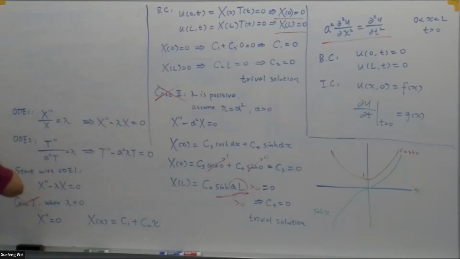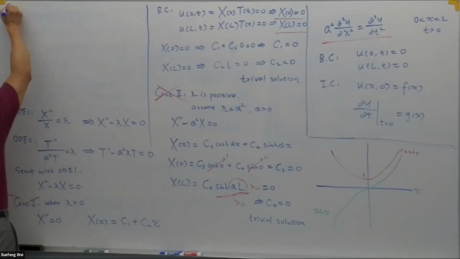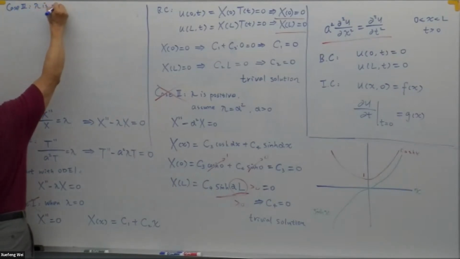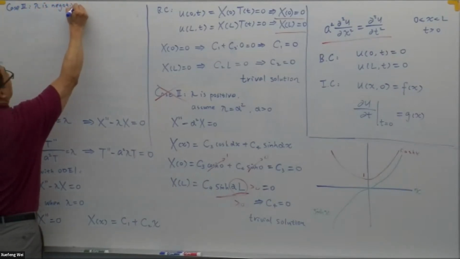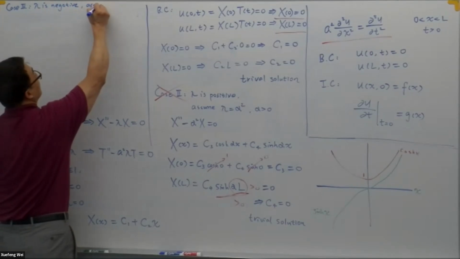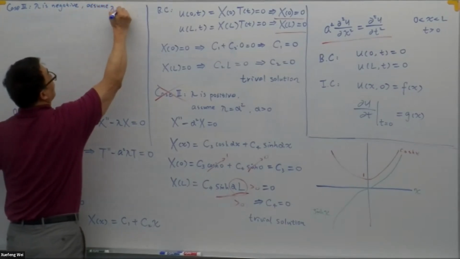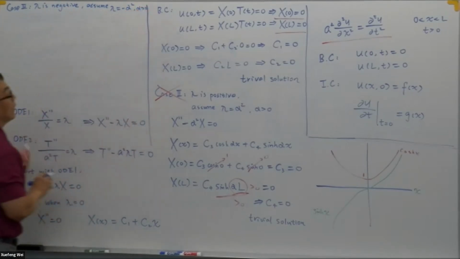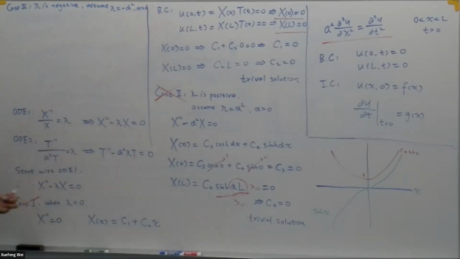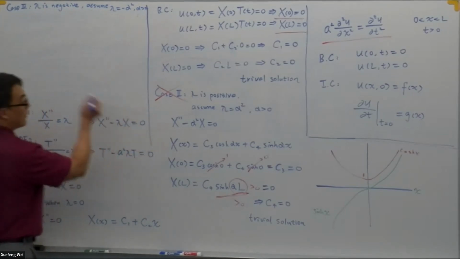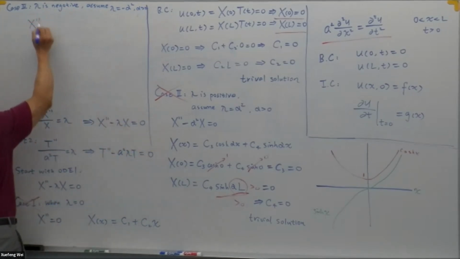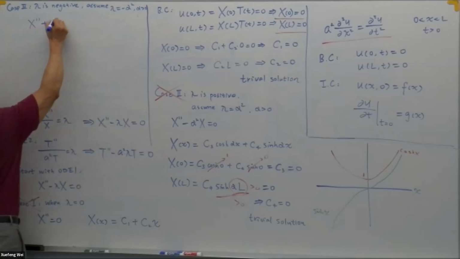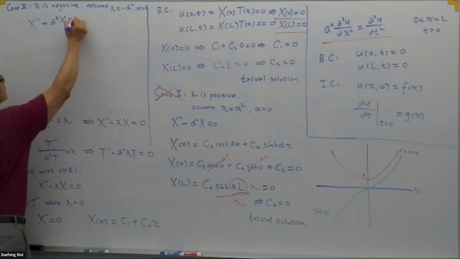Okay. Case number 3. Lambda is like this. Okay, then we assume lambda equals minus alpha squared, where alpha is bigger than 0. Okay, so that's what we do. And then this equation becomes x prime prime plus alpha squared x equals 0.